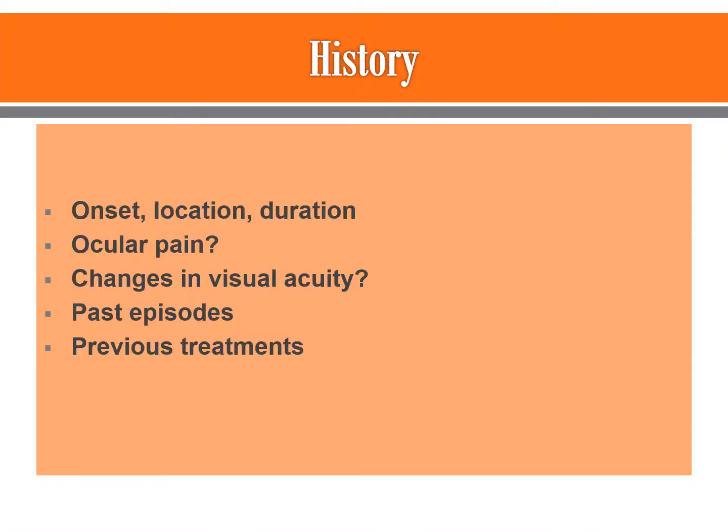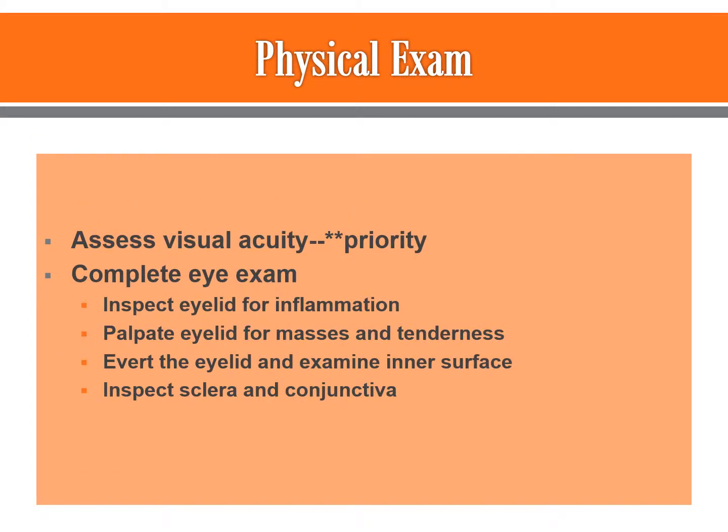So this is basically the same as the chalazion. You're going to get the history of a location, the duration, when did it start, do you have pain in the eye, any changes in the vision, and then getting a review of systems, any past episodes, any previous treatments, any family history, anything that they can think of that could maybe cause some problems with this. On physical examination, again, priority is your visual acuity, and it's the same for the chalazion, where you're going to inspect, palpate, evert, and then inspect the sclera and conjunctiva.